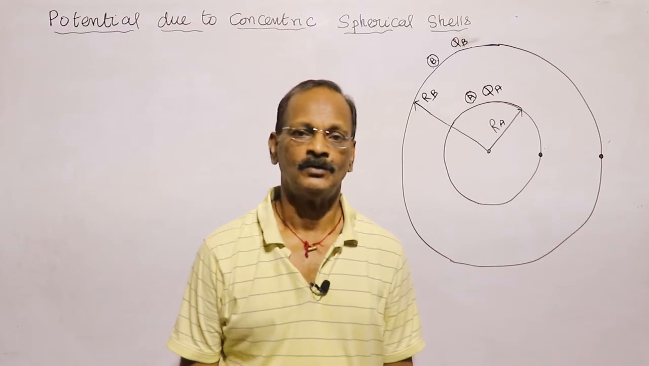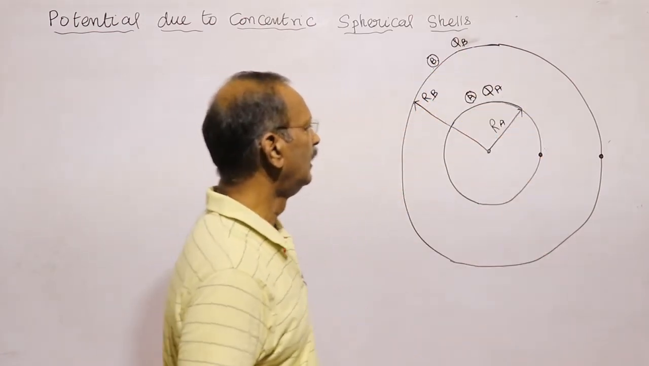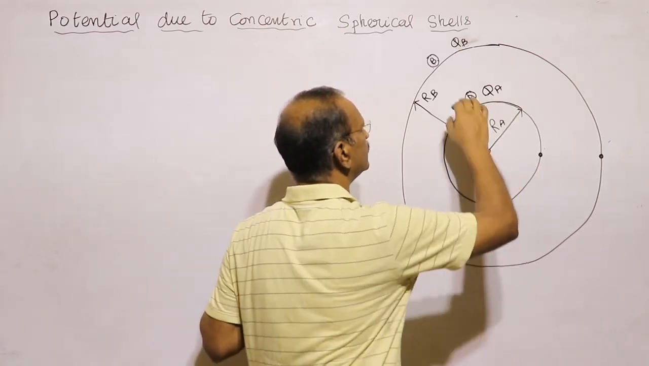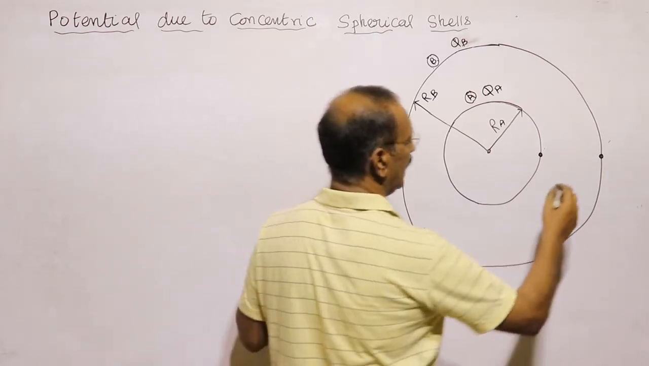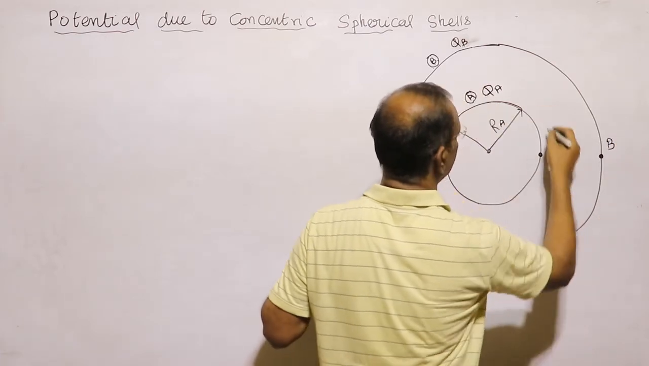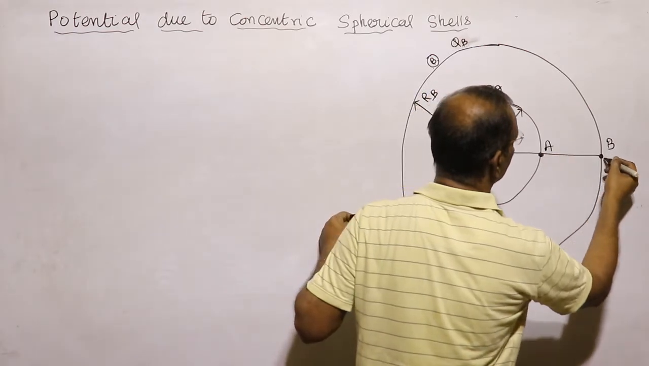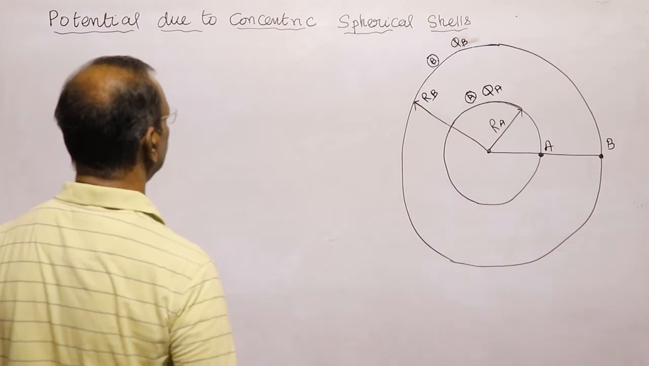Now let us take two concentric shells. This is one shell and one more shell. Let's say shell A has a radius of RA, and shell B has a radius of RB. Now we want to find the potential at this point, which we call B, and at this point, which we call A. So we want to find what is the potential at B and the potential at A.